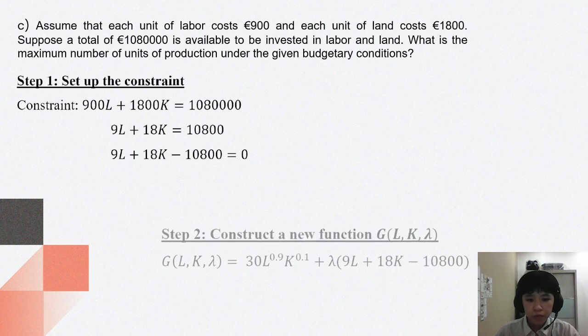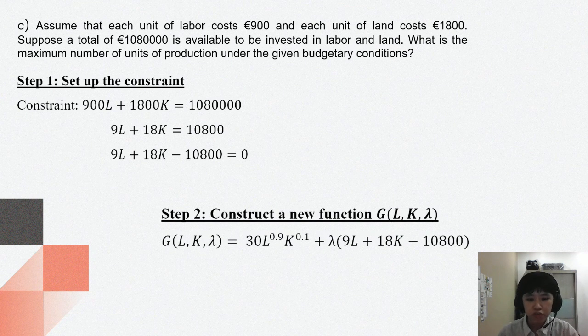Step 2, we have to construct a new function where we involve lambda as a new variable inside the function. The new function will involve the original production function plus lambda times the constraint.